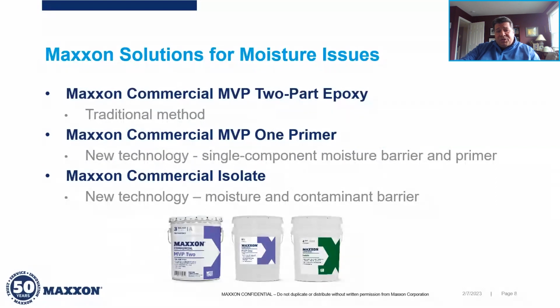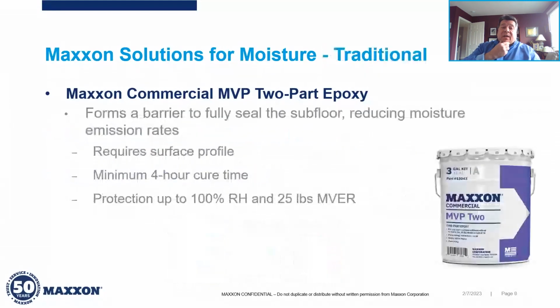And then we're even going to mention here a product called Maxxon Commercial Isolate, which really serves twofold, has two main purposes when you would use it, one of which is to block moisture vapor from coming out of the slab. So we'll start with our traditional method of mitigation.